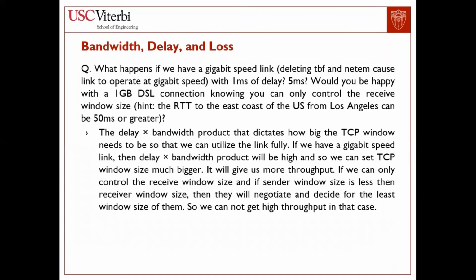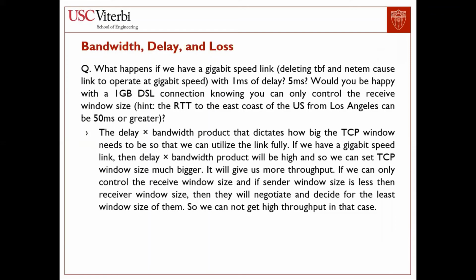Now, what happens if we have a gigabit speed link with 1 millisecond of delay? So, with a 1 Gb DSL connection, knowing you can only control the receive window size, what will happen? As I said, the bandwidth delay product dictates how big the receive window size needs to be, so we can utilize the whole link. Here, if we have a 1 gigabit link, then definitely the bandwidth delay product will be high. So we can set the TCP window size much bigger and the throughput will improve.